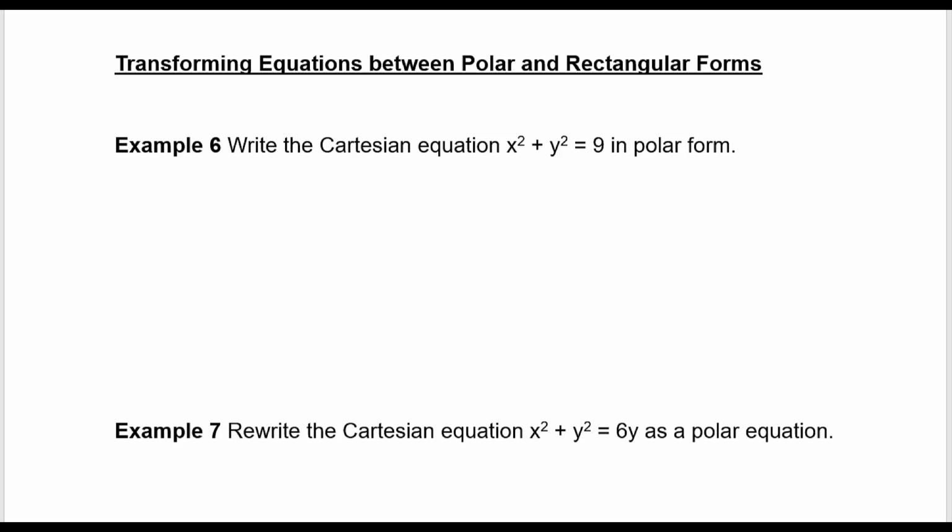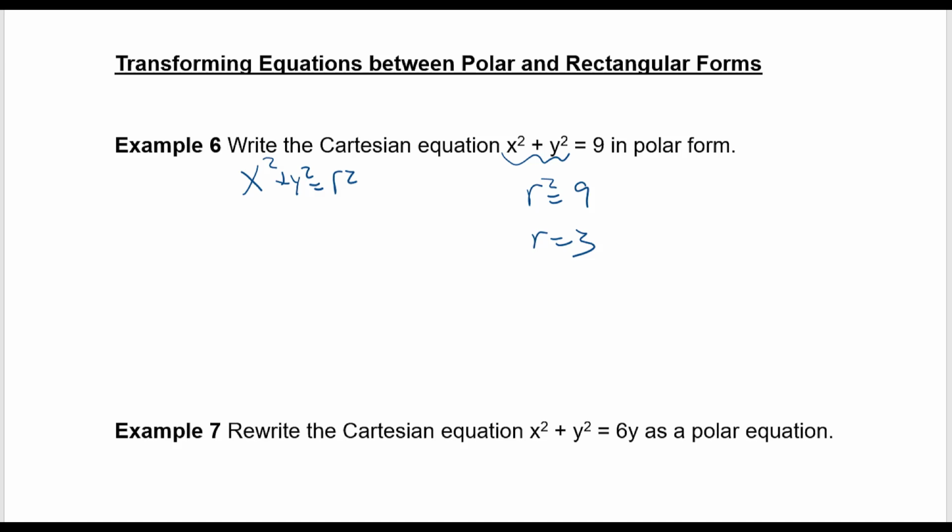Now we're going to look at transforming equations between polar and rectangular forms. So we saw transforming coordinates between polar and rectangular forms, and now it's going to be equations. So for this first one, we're going to use the relationship that we just saw in the previous video, x squared plus y squared equals r squared, and replace this with r squared equals 9. So r equals 3.